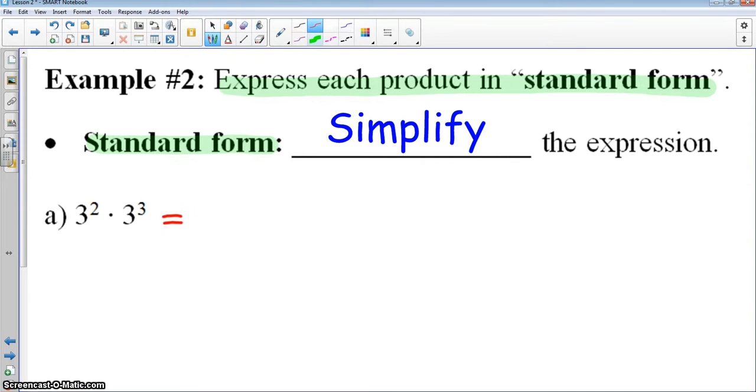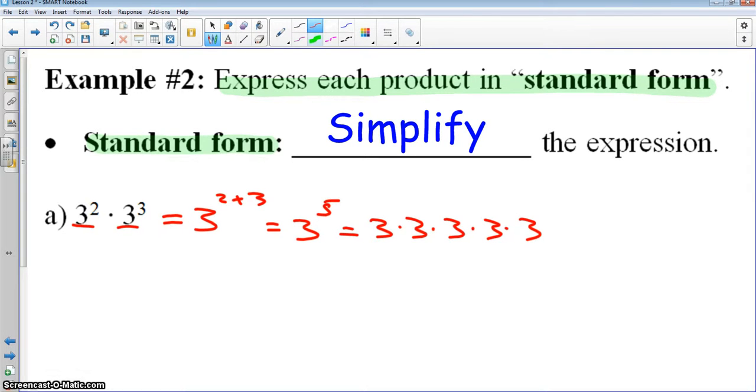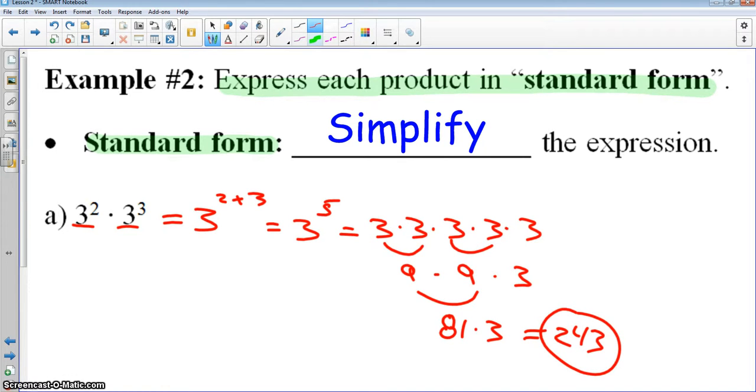Over here we do have like bases, so therefore we can just add the exponents, which is 3 to the 5th power, which we know is 3 times 3 times 3 times 3 times 3. Now we just have to multiply. I like to multiply pairs. And we still got the 3. I'd multiply the 9 and the 9, and I'd get 81 times 3. And now you'd have to do some multiplication, and this is going to be 243. So that's what it means, standard form. Don't just stop here. You got to keep going all the way until you get there.